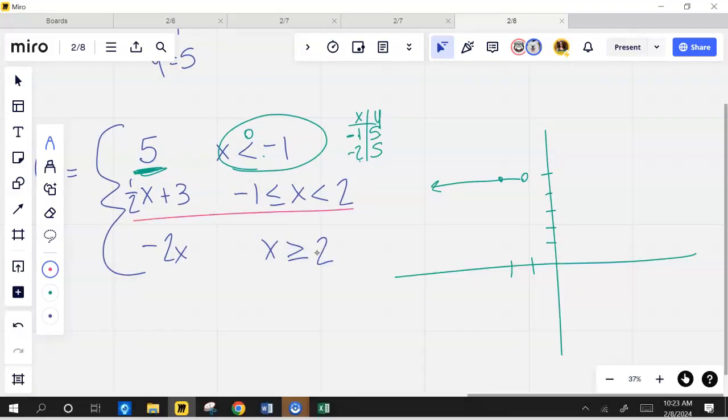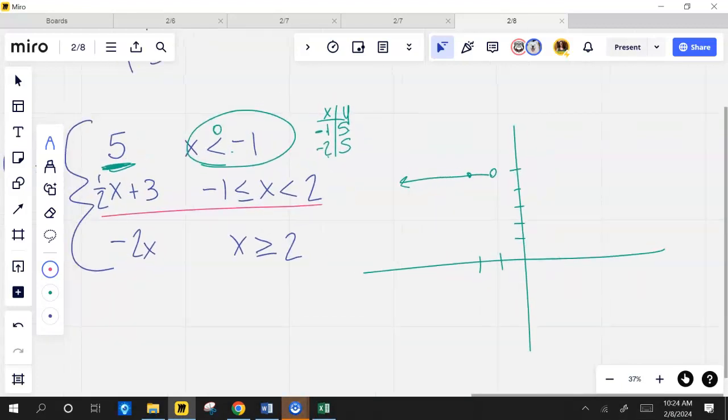These to me are always a little bit easier than the others because I've got 2 points to plug in. I just plug in the 2 points that are given. Now here's the only thing. This is going to be a closed dot, but what's up with the second one? Open. Everybody see why?